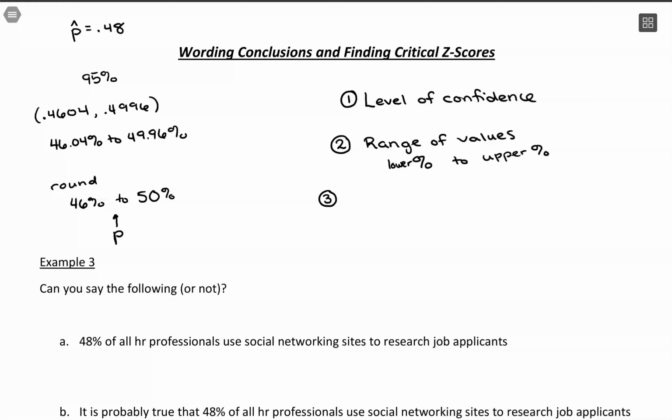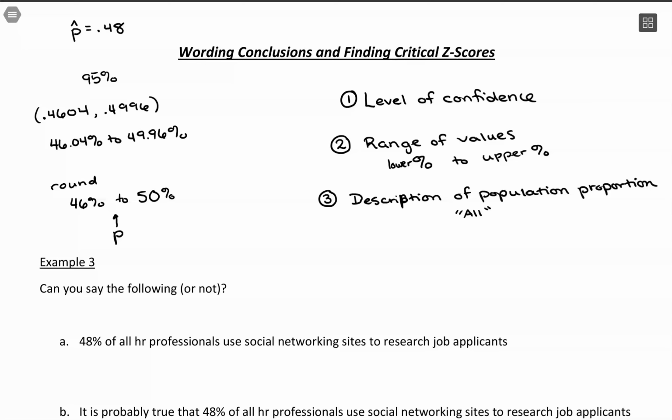So the proportion that we want to describe here is we want a description of what p would represent. Our original sample, that 0.48, came from 2,500 HR professionals. Then in terms of our description, we'd want to talk about all HR professionals, which is a common word that relates to the population. You want to look at everyone.